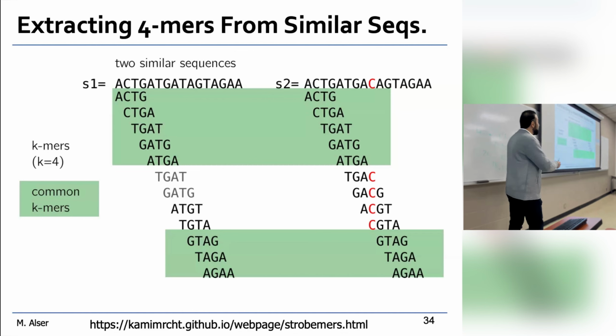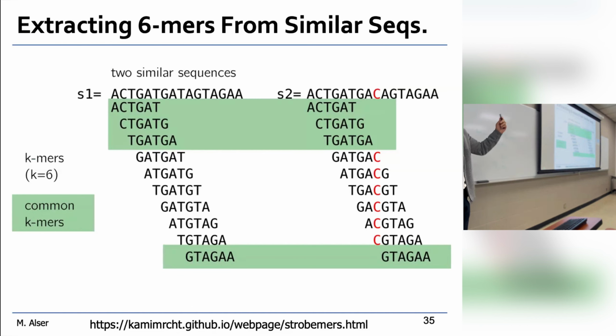All right, now let's see another example. The exact same sequences we had. Remember, we replaced the G with the C, right? And then we extract all non-overlapping seeds, but this time we choose a K of value 6. A K of value 6. So now we call them 6-mers.